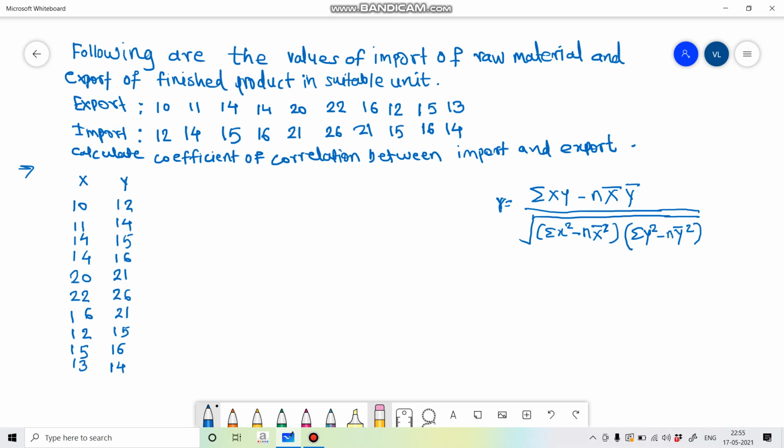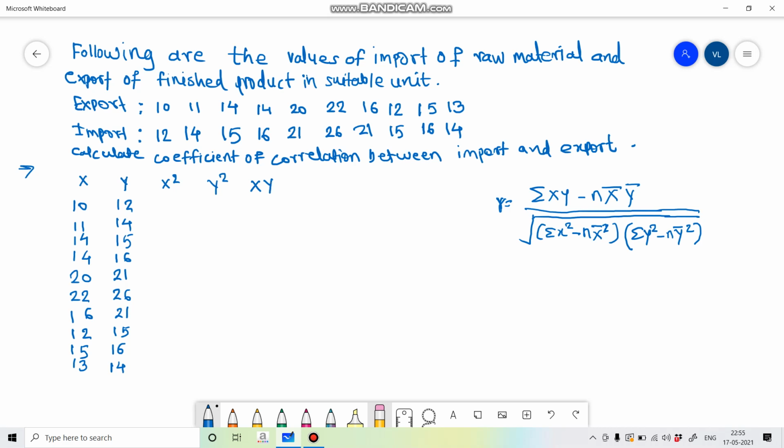Now what is needed in this formula: summation of xy, x bar, y bar, x square, x bar square, y square and y bar square. For this we have to make columns for xy, x square and y square. Now we make the columns x square, y square and xy.